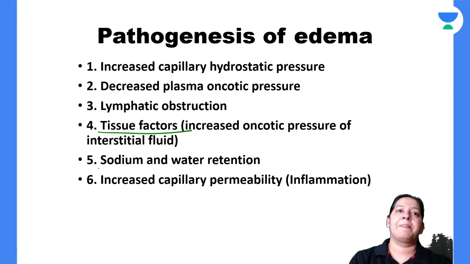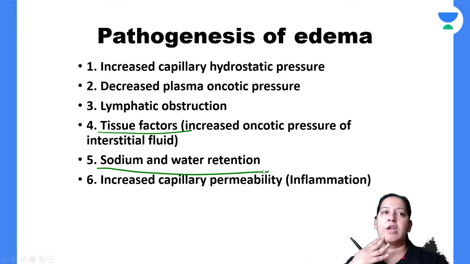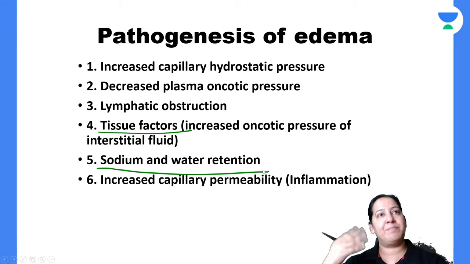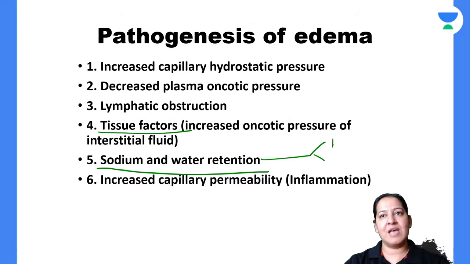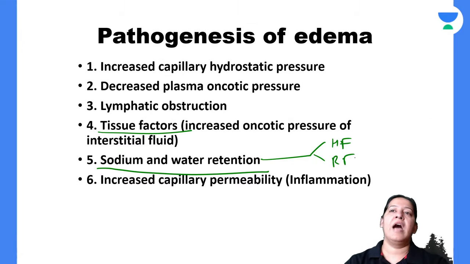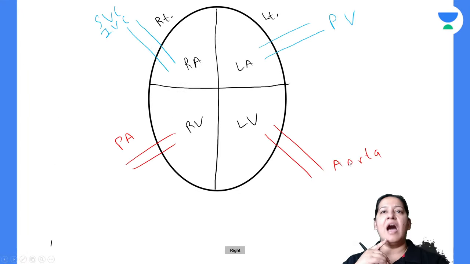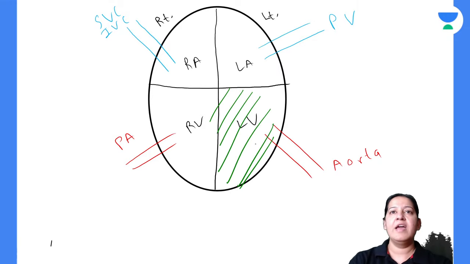Coming to the fifth one, sodium and water retention. When does sodium and water retention take place in the human body? I will tell you two conditions. Let me enumerate: one is heart failure and one is renal failure. I will talk about them one by one. Okay, see, this is heart failure. Left heart failure. This time I have to do only left heart failure, not right heart failure.